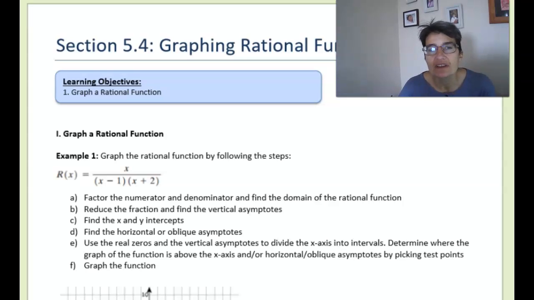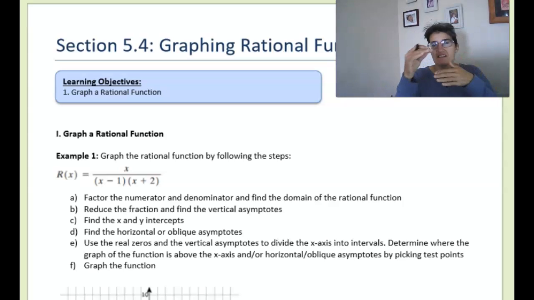Hello everyone and welcome to section 5.4. So in this section we're going to do more graphing of rational functions, kind of picking up from the last section. We're going to put everything together.